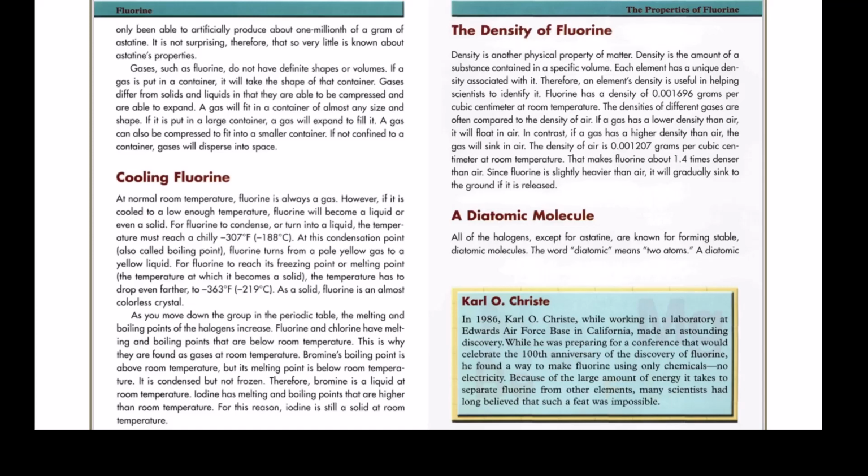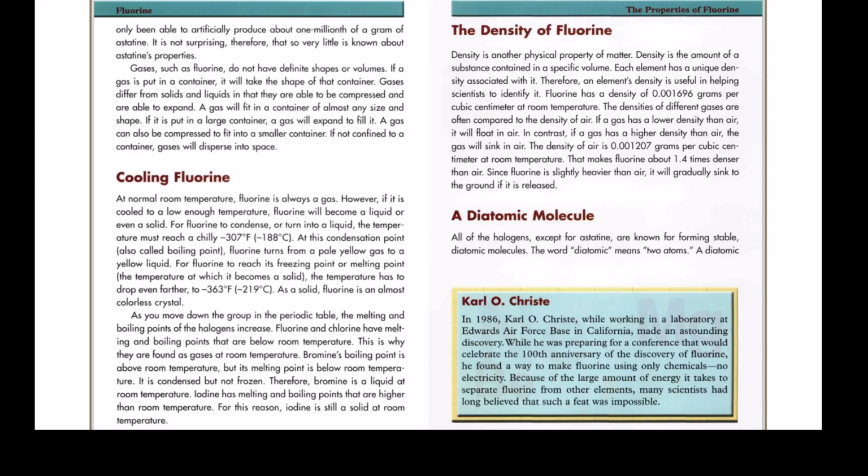The density of fluorine. Density is another physical property of matter. Density is the amount of a substance contained within a specific volume. Each element has a unique density associated with it. Therefore, an element's density is useful in helping scientists to identify it. Fluorine has a density of 0.001696 grams per cubic centimeter at room temperature.